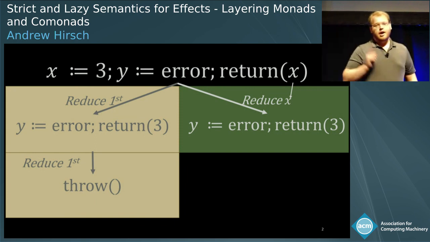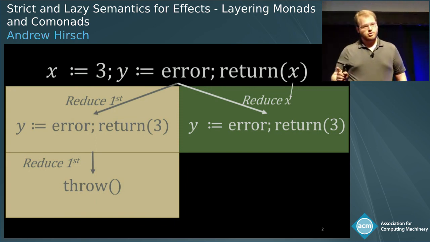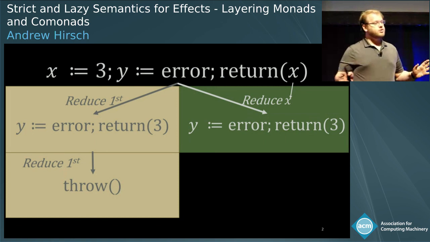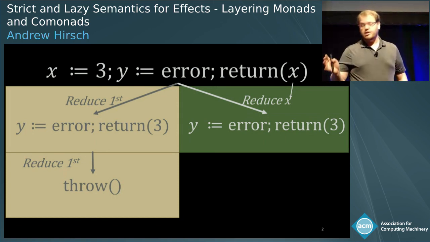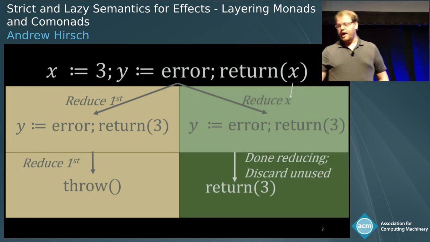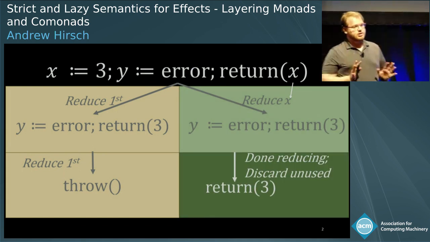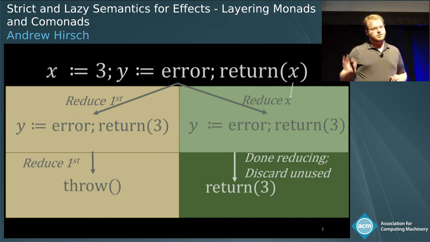But this time, I look again at the return, and I see that it's already going to return a value. I don't need to do anything else. I can simply drop the rest of the program and get return 3. So this does seem to conform, at least somewhat, to our intuitions about strictness versus laziness. But what is causing this?